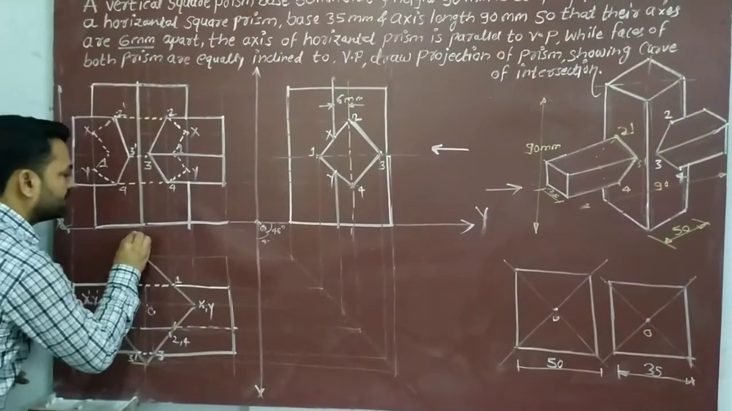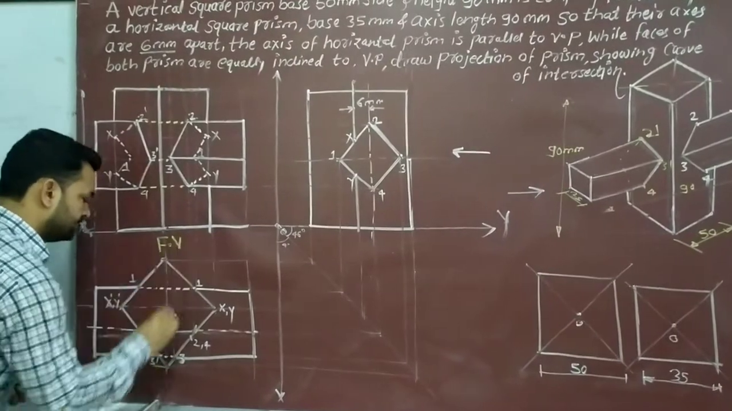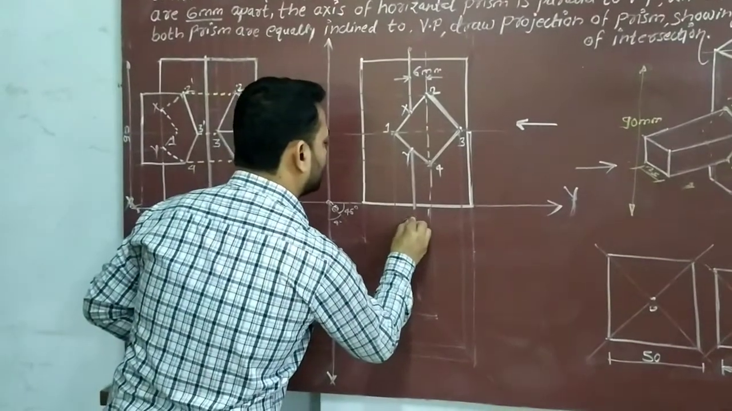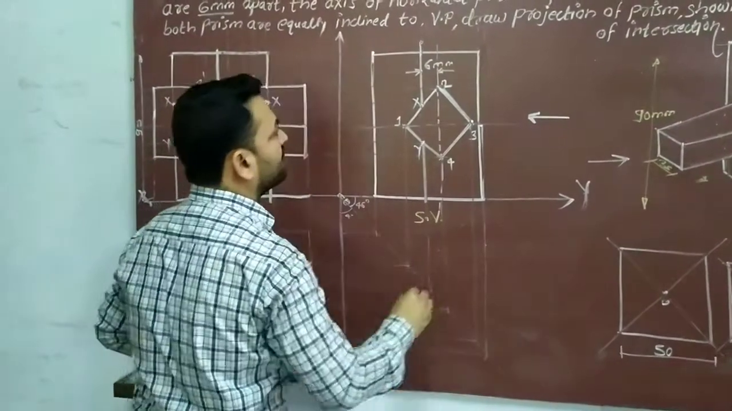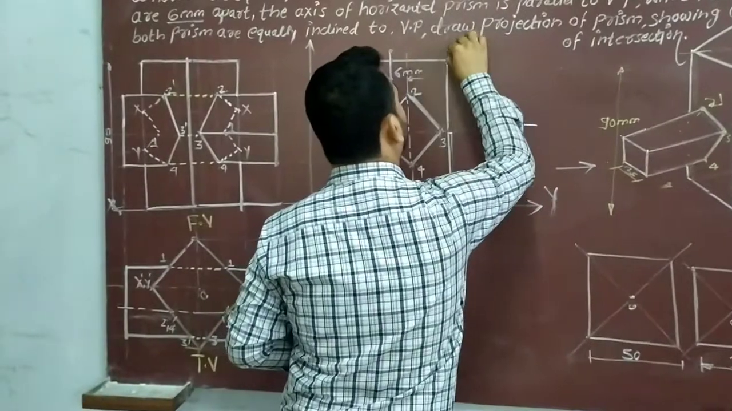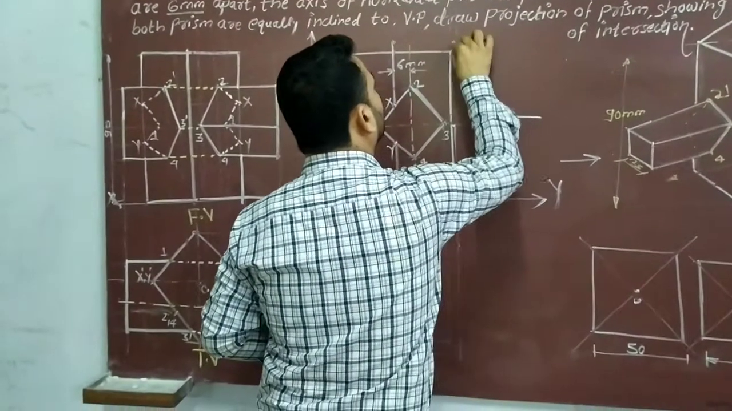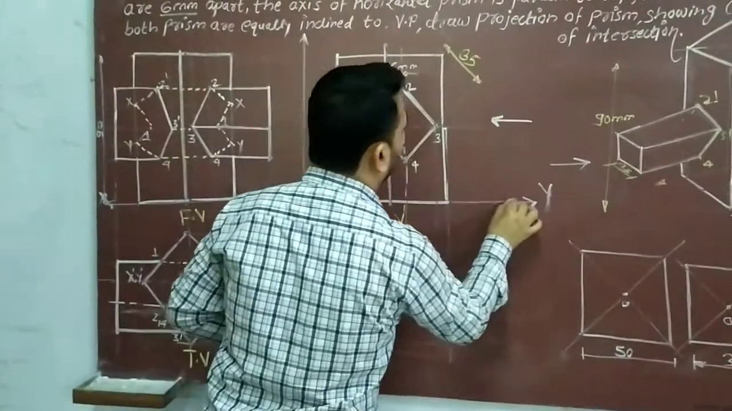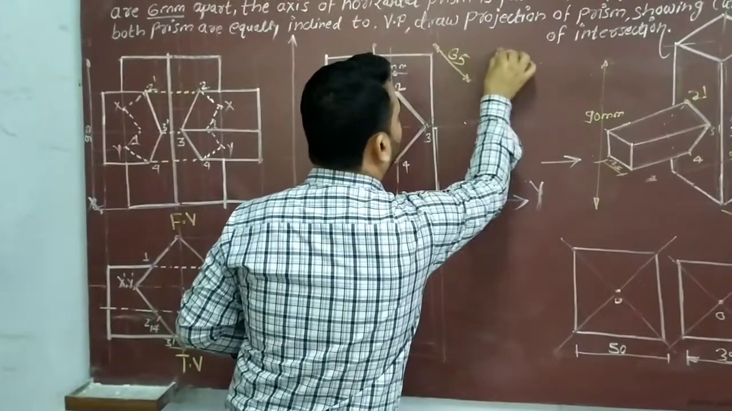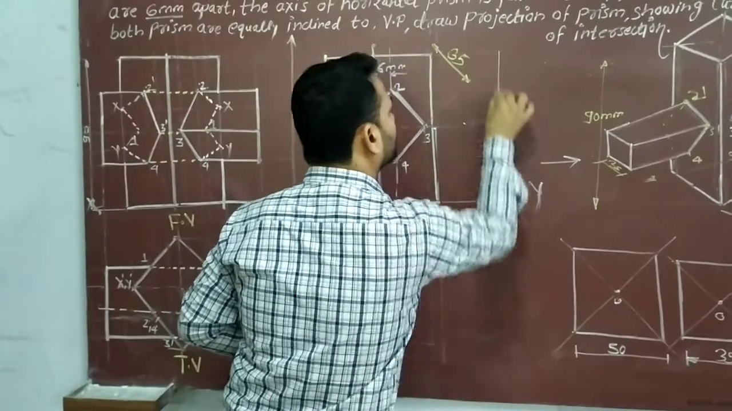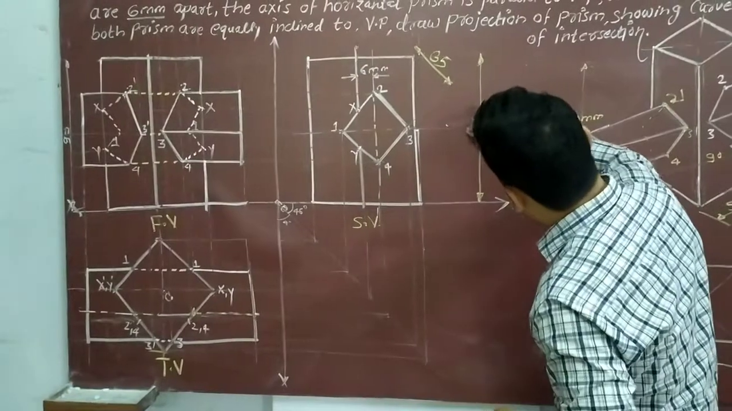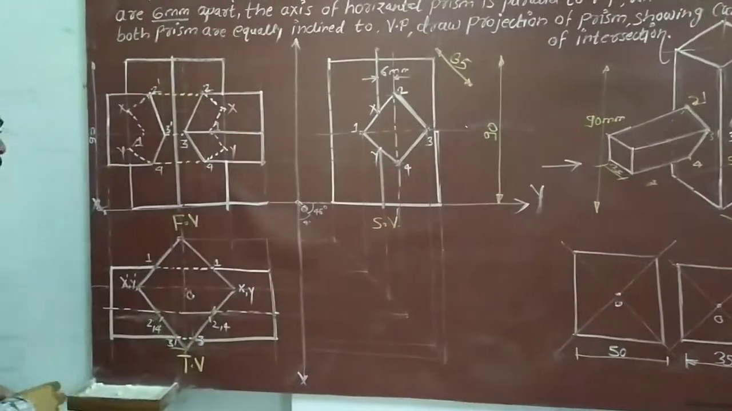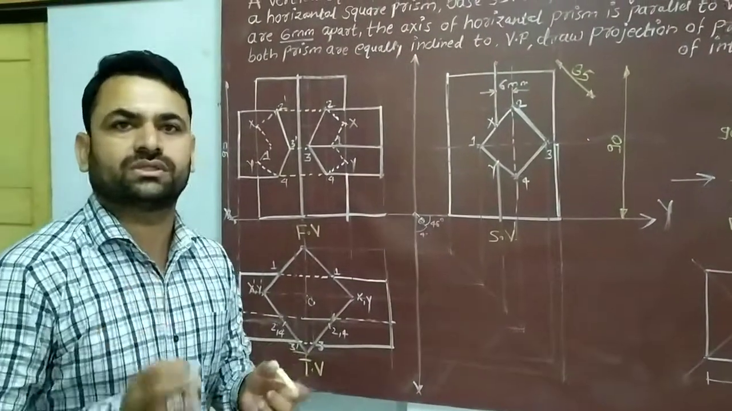Here we can name it. It's a front view. It's a top view. It's a side view. Here we can put the dimensions. This dimension is given equal to 35. This height is equal to 90. You have to show this dimension above the line. So 90. So hope you understand this total solution of the problem.